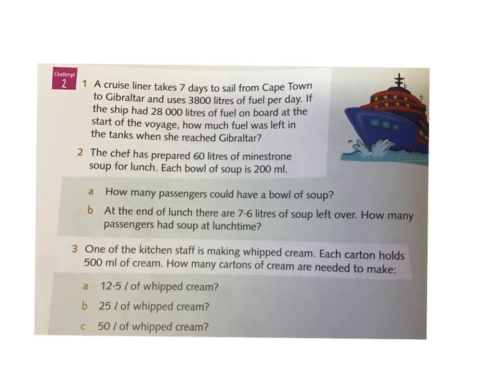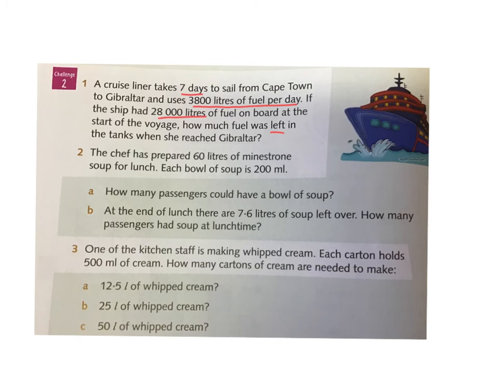Challenge 2 is word problems. So what you're going to have to do there is read the information carefully and choose what strategies you're going to use. What I would always do whenever I'm reading the information is make a note or highlight the keywords as a reminder from the problem. So for example, question 1, a cruise liner takes 7 days, I'm going to have to remember that, to sail from Cape Town to Gibraltar and uses 3,800 litres of fuel per day. If the ship had 28,000 litres of fuel on board at the start of the voyage, how much was left in the tanks when she reached Gibraltar?